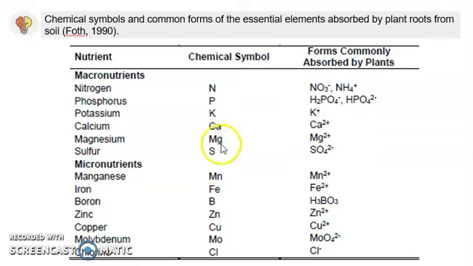For example, there is a calcium carbonate compound in the soil, with the chemical formula CaCO3. So in that case, calcium will not be absorbed by plants because it is not in Ca2+.